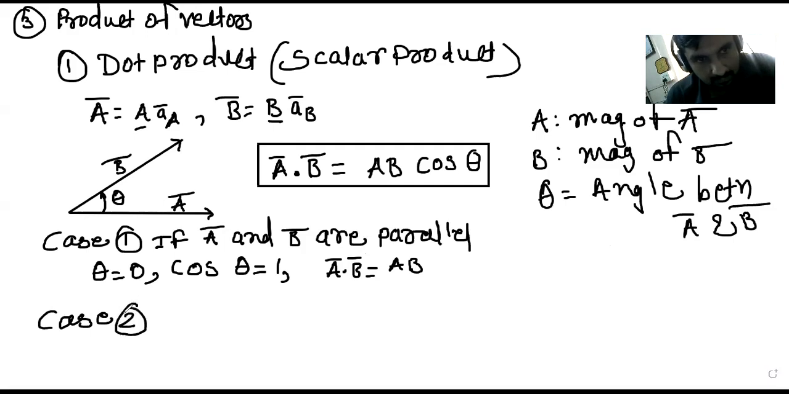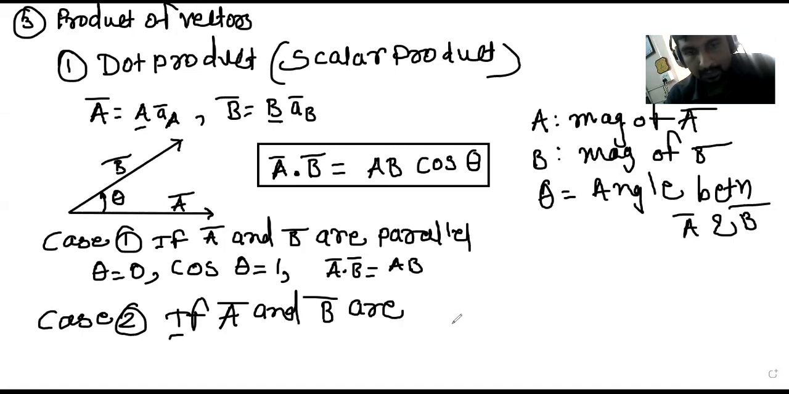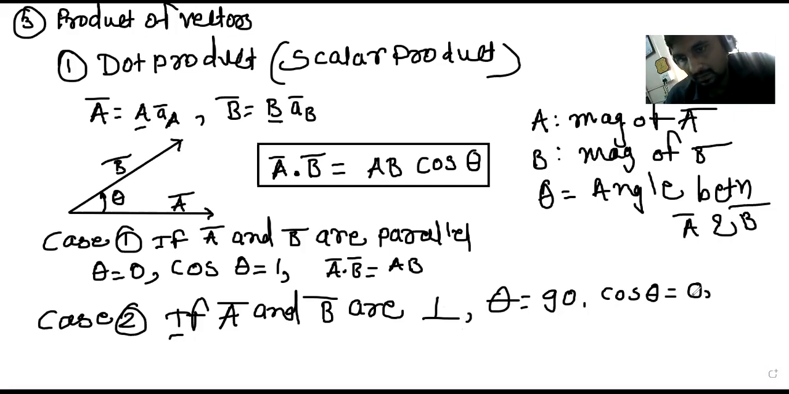Case 2. If A bar and B bar are perpendicular, we know that theta is equal to 90 degree. So cos theta is 0. And that means dot product is 0. So in that case, A bar dot B bar is equal to 0.